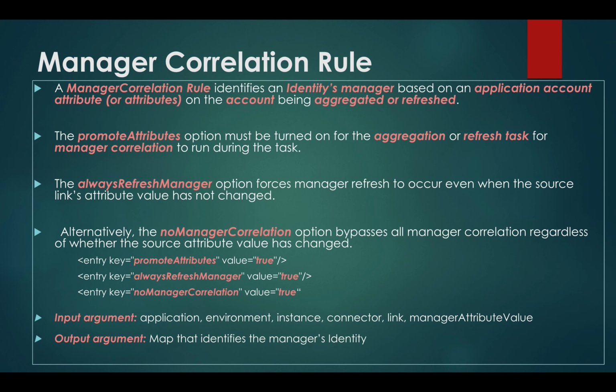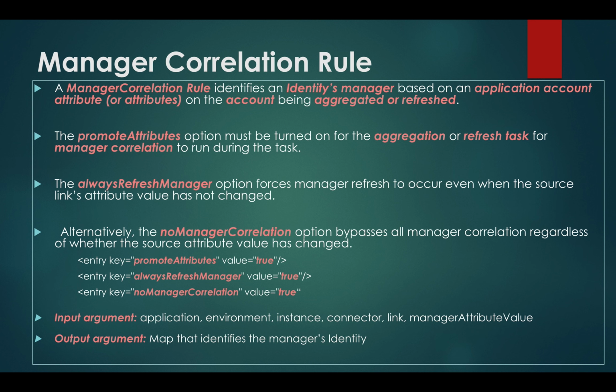So the other one is the manager correlation rule. In the manager correlation rule, the purpose is to identify an identity's manager based on the application account that is being aggregated or refreshed. Therefore, there is one option in the aggregation or refresh task that is called promote attributes. This promote attributes option must be checked whenever we perform any aggregation or refresh task so as to implement the manager correlation rule.